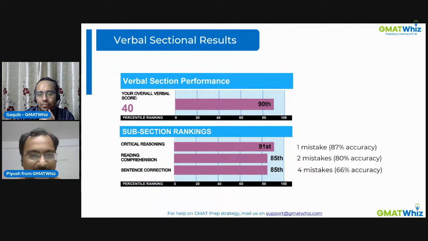You look at the number of mistakes made in CR. It's just one mistake in the entire test. And you look at the number of mistakes in RC and SC, the number of mistakes are way apart. The accuracies are way apart. The percentile should be different. Why am I telling you all this? Because sometimes when we do ESR analysis, we take these percentiles at face value, but it's not the right thing to look at, basically.